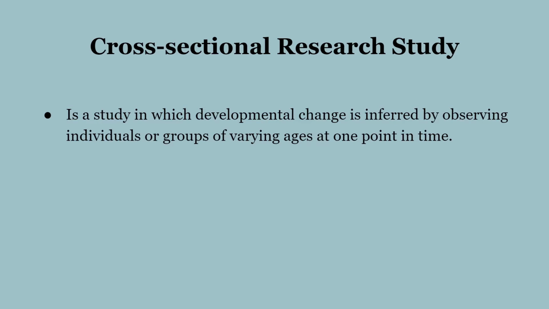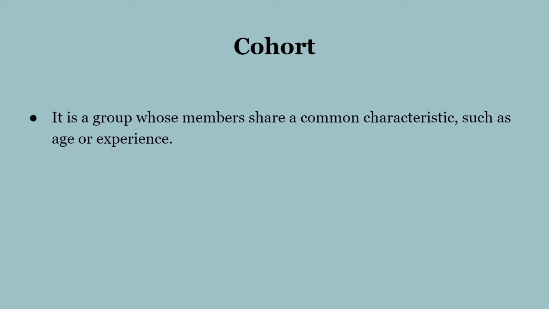And the next term is cohort, which is a group whose members share common characteristics such as age and experience. It's basically a group that has the same thing in common, a group that you're testing which have the same thing in common, as mentioned, age or experience.